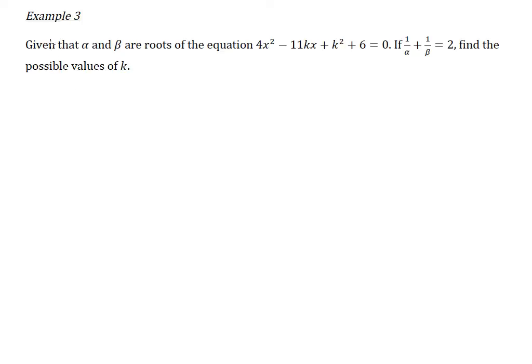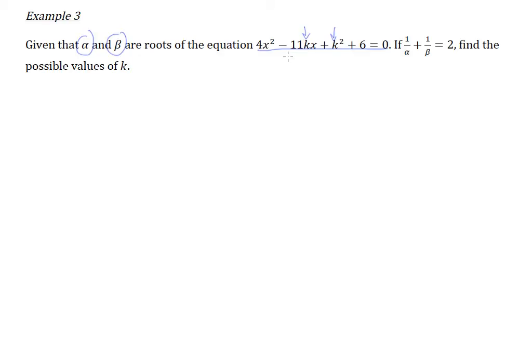Alright, now here we have example 3, which is a slightly different type of question involving the sum of roots and product of roots. So here we go. Now alpha and beta are both roots of this particular quadratic equation, which we don't know a lot about because of the k. You realize that it's an unknown called k inside here.